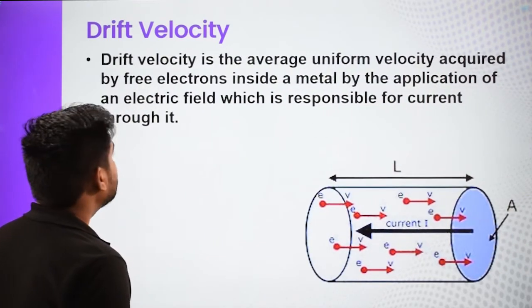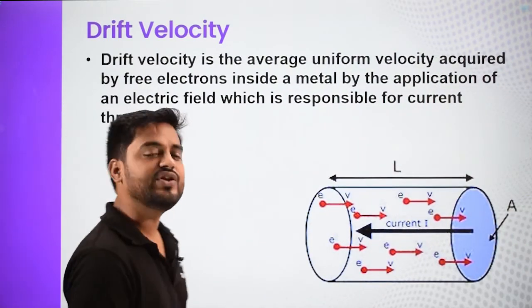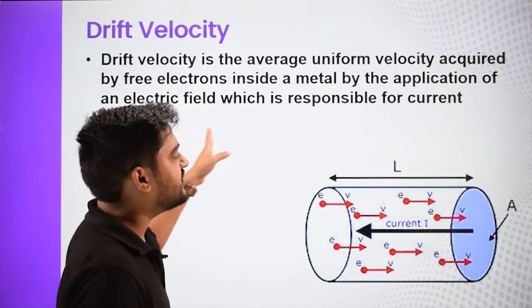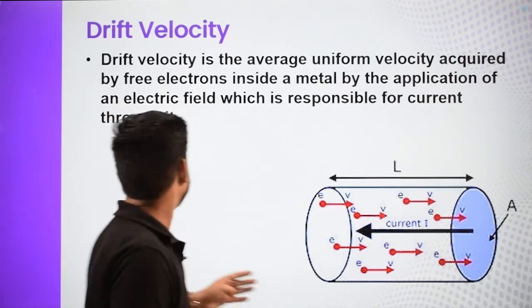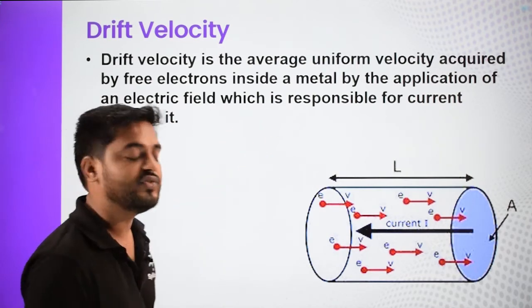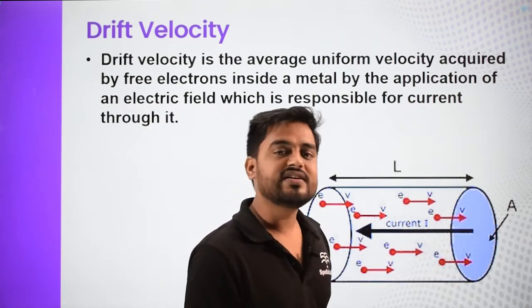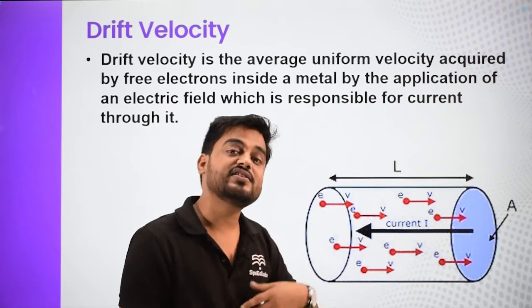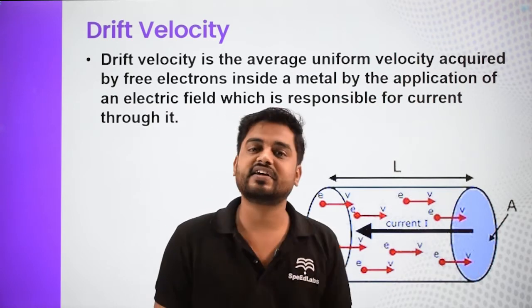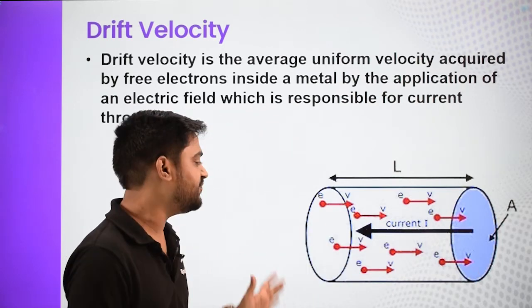Now let us move to our next topic, that is drift velocity. What is drift velocity? Drift velocity is the average uniform velocity with which the free electrons inside a metal move on application of an electric field, which is responsible for current through it. So basically they are moving with a uniform velocity. We are assuming that they are moving with a certain velocity due to which the electric current is flowing.